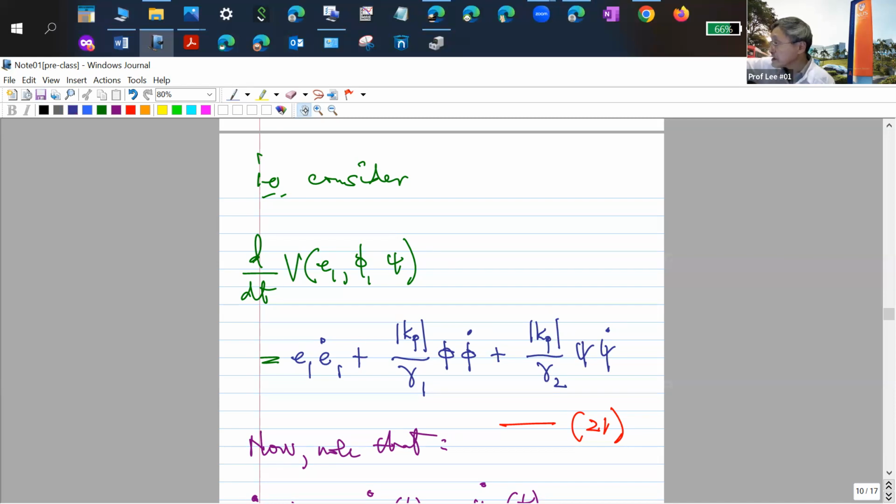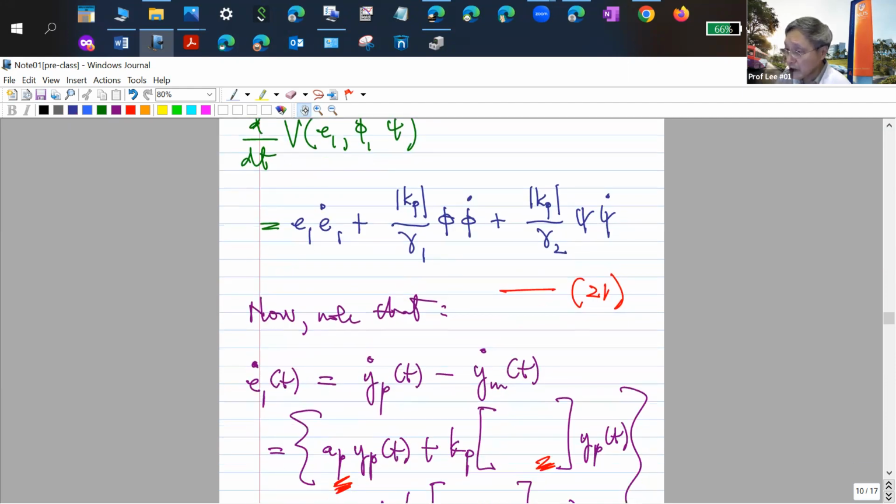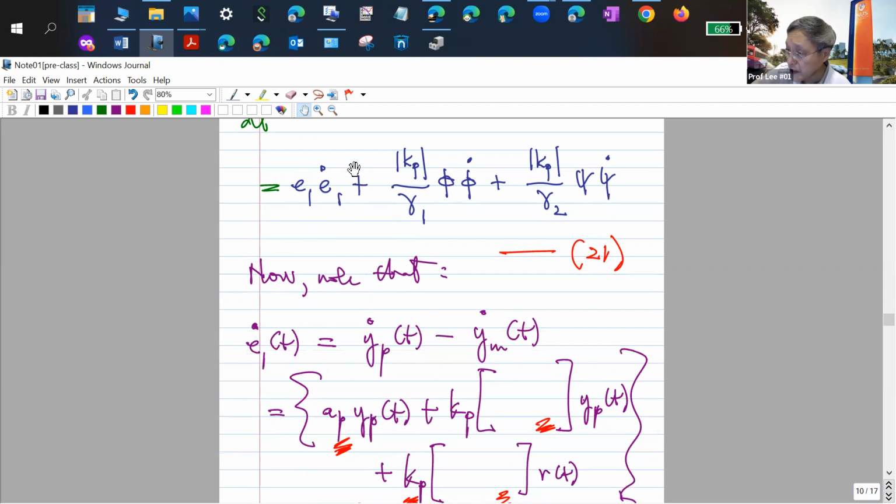Working on the derivative down there. Now let's begin to take all these signals down here which have come up in the time derivative. First of all, let's look carefully at E1 dot. E1 is Yp minus Ym, so E1 dot is Yp dot minus Ym dot.